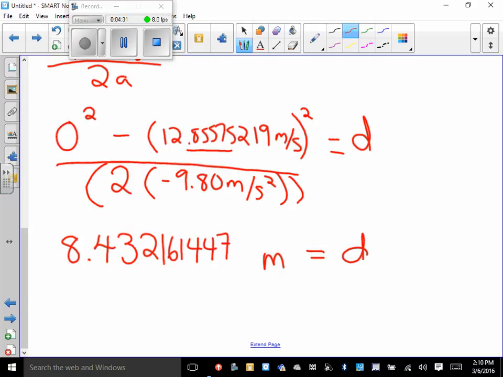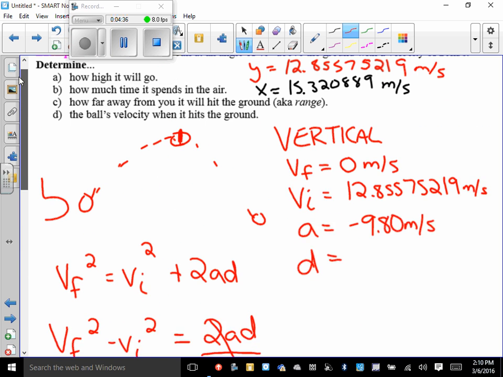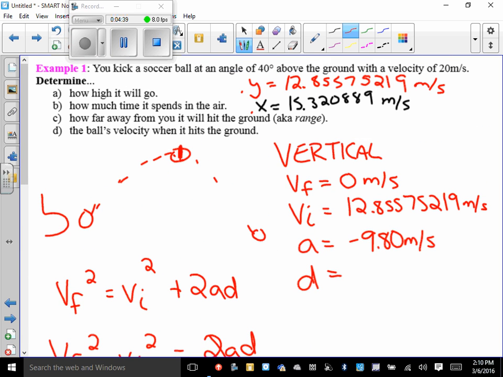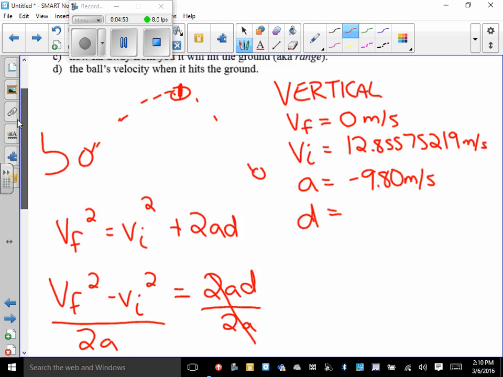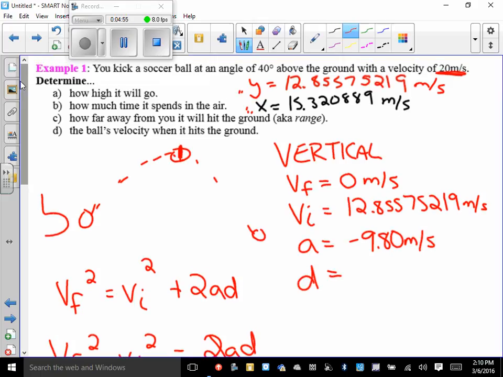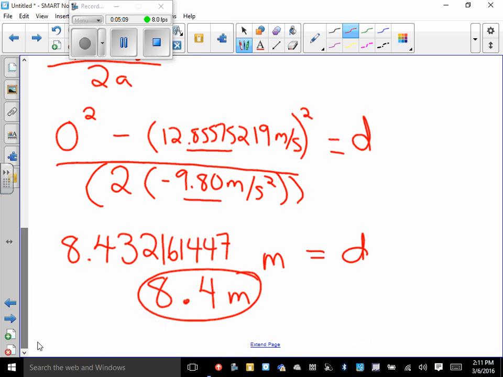Okay, how many significant digits? Some of you might say, oh look, I have 3. No, in my original equation where I got this vertical and horizontal component, I only had 2 significant digits. So my answer can only have 2 significant digits. So 8.4 meters. The question was how high it will go? 8.4 meters. That makes sense when you kick a soccer ball at almost 45 degrees at 20 meters per second. It's not like we got 700 meters. That would not be reasonable.